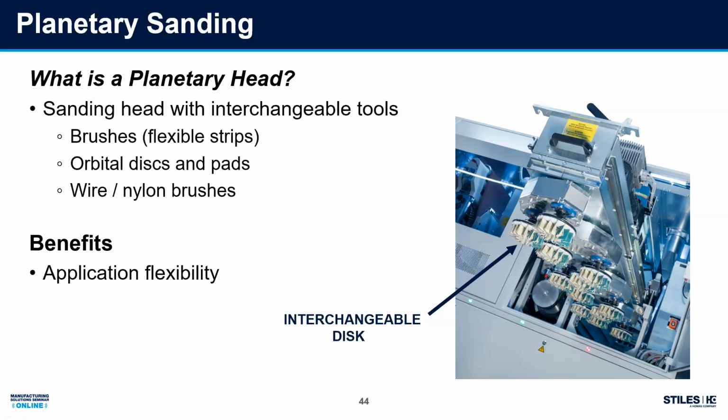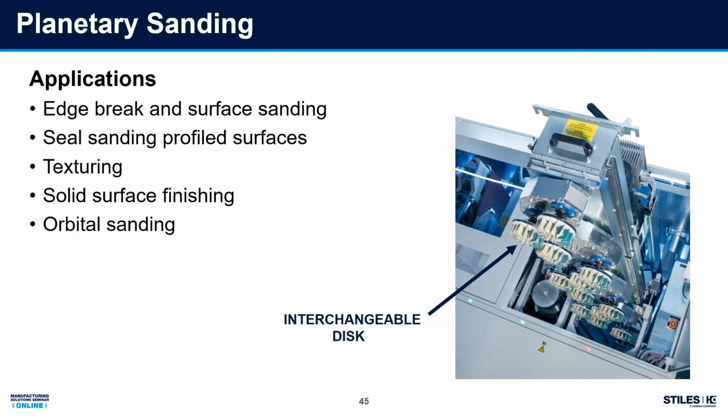But we could also put tools like orbital discs or pads or even wire brushes in such a head to give us a lot of different application flexibility. Some of those applications, like I mentioned, could be breaking edges, seal sanding a profiled surface like a kitchen cabinet door, texturing, especially on things with multiple grain directions. Again, like a kitchen cabinet door, you could do that assembled.